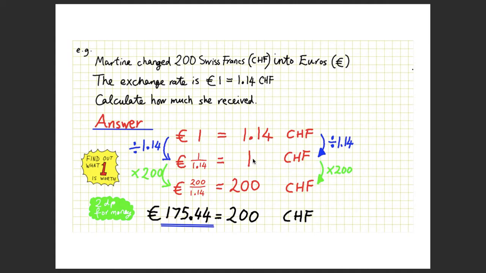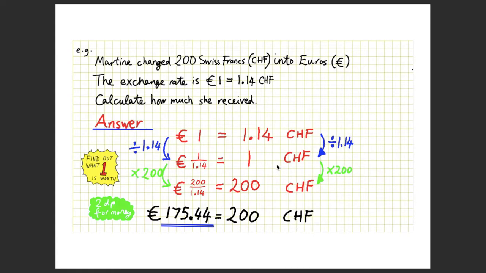So 1 Swiss franc multiplied by 200 gives me my 200 Swiss francs, and then on the other side with the euros, I started with 1 over 1.14 euros, and if I multiply that by 200, then I get 200 over 1.14, and 200 divided by 1.14 is 175.44 and a bit euros. So 175.44 euros is equal to 200 Swiss francs.